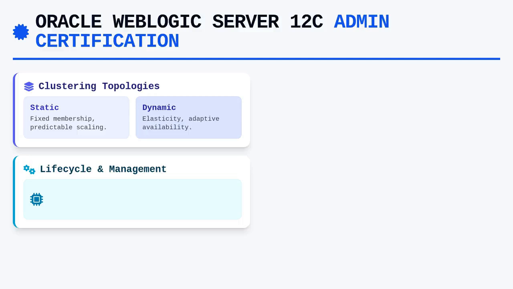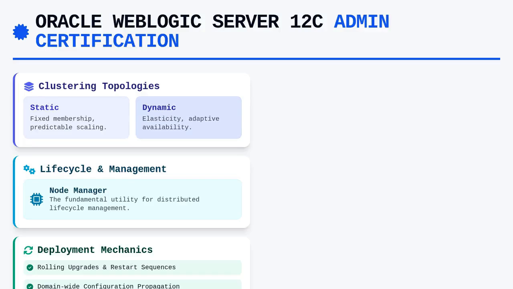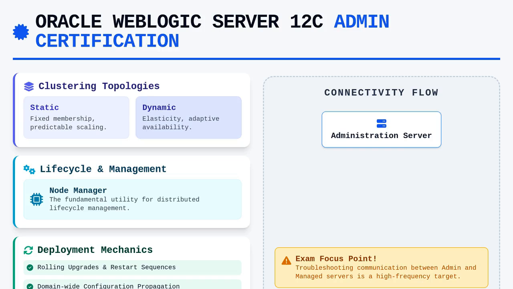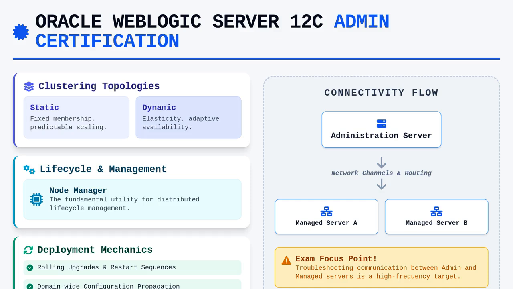Remember that the node manager is the fundamental utility for lifecycle management across distributed environments. Yet its configuration often causes confusion during exams. Your ability to troubleshoot the communication between the administration server and managed servers is a frequent target for examination questions. Think about how the different network channels interact with request routing and how that relates to the overall health of your domain.